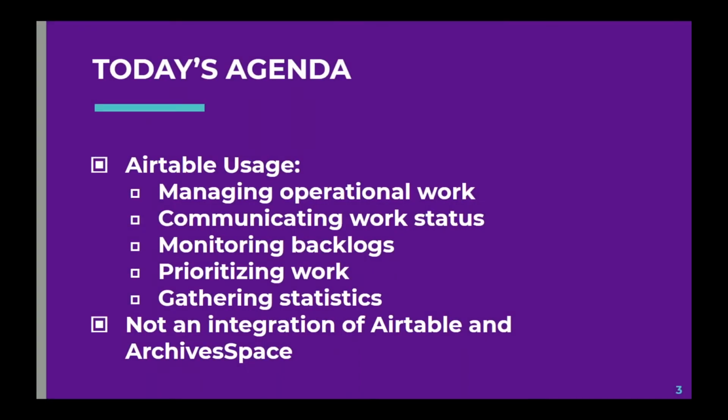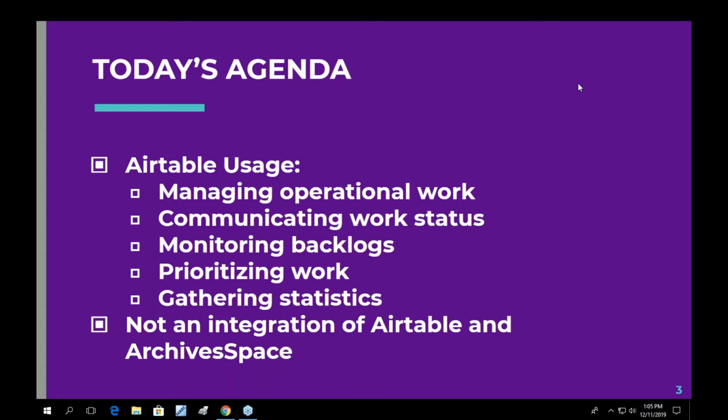So, today we're going to be talking about the ways that we use Airtable to manage our operational work generally, and that also includes the analysis and tracking of that work and communicating the status of those assignments in each area. We're going to be talking about activities that cross multiple areas of our department, so accessioning and processing and also cataloging. We're going to talk about how we use Airtable to monitor our backlogs, both including our working backlogs for accessioning and web archiving, as well as what most people think of in archives when talking about backlogs, the collections we have that are currently unavailable or undiscoverable to researchers, as well as talking about how we use it to prioritize the work that we do and gather statistics on what we've accomplished.